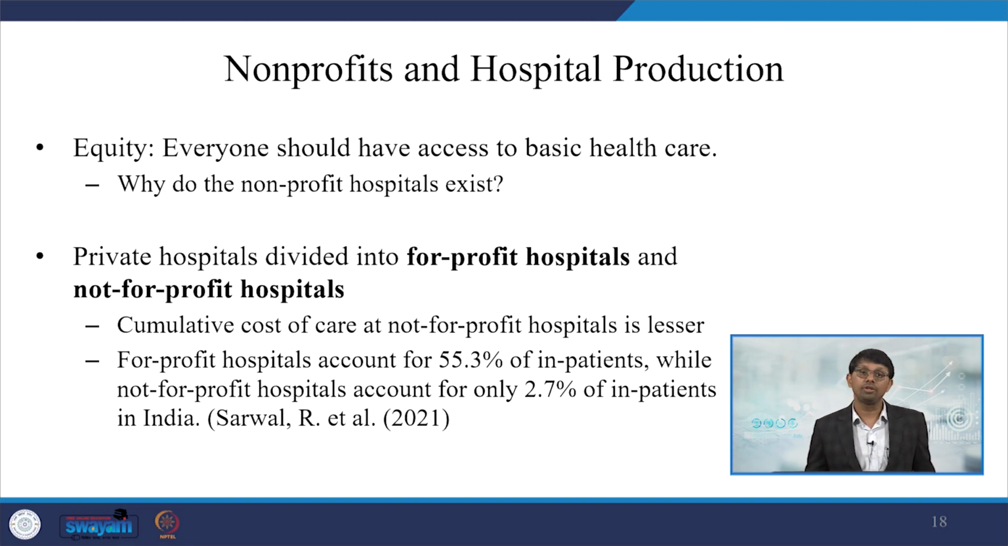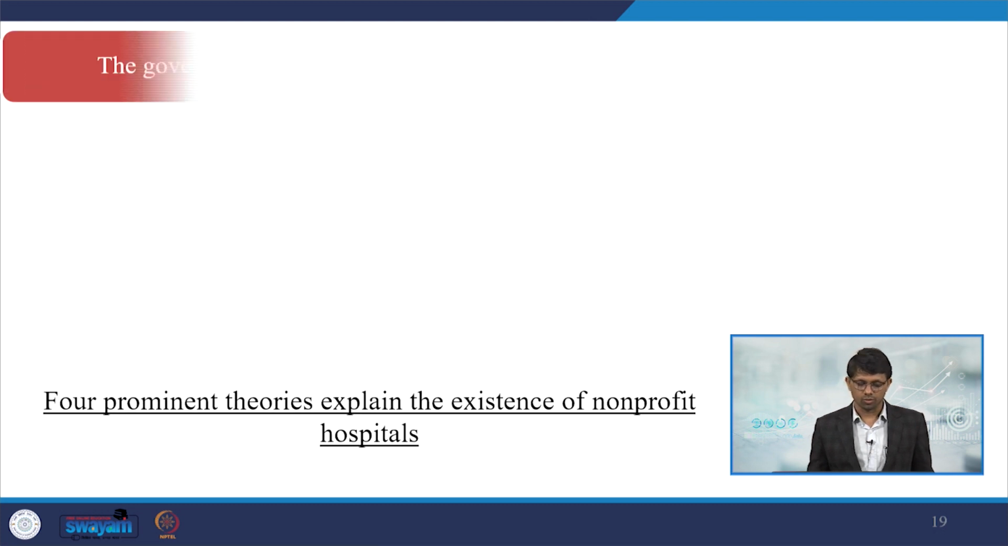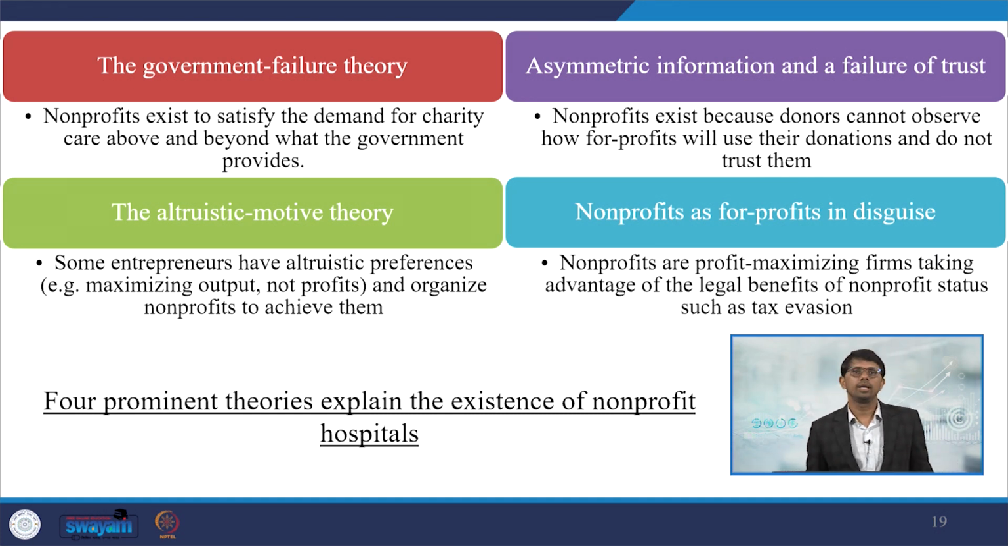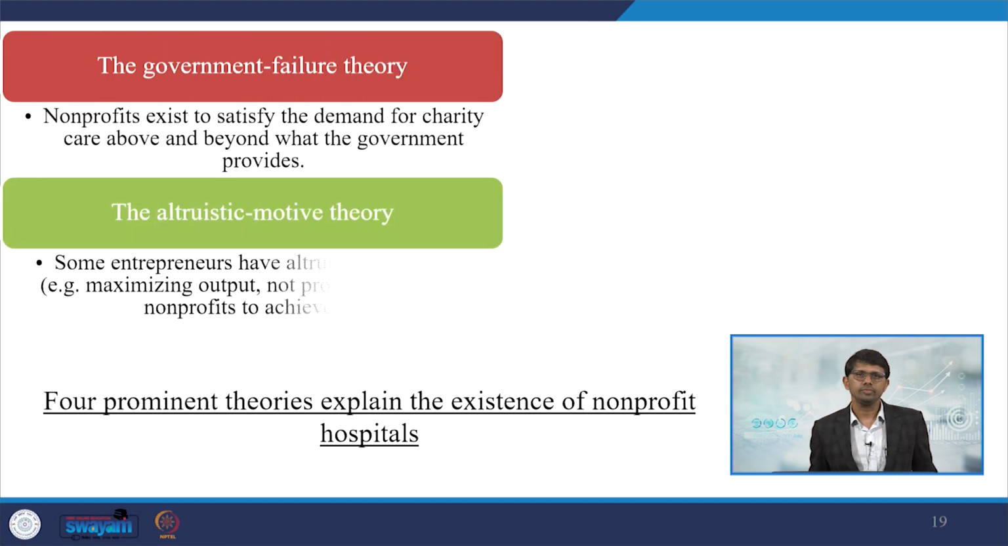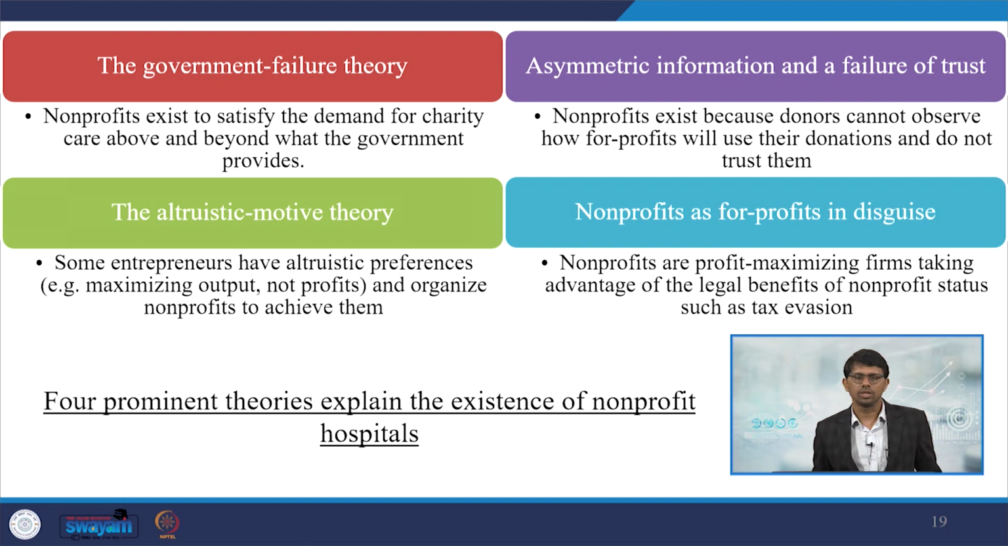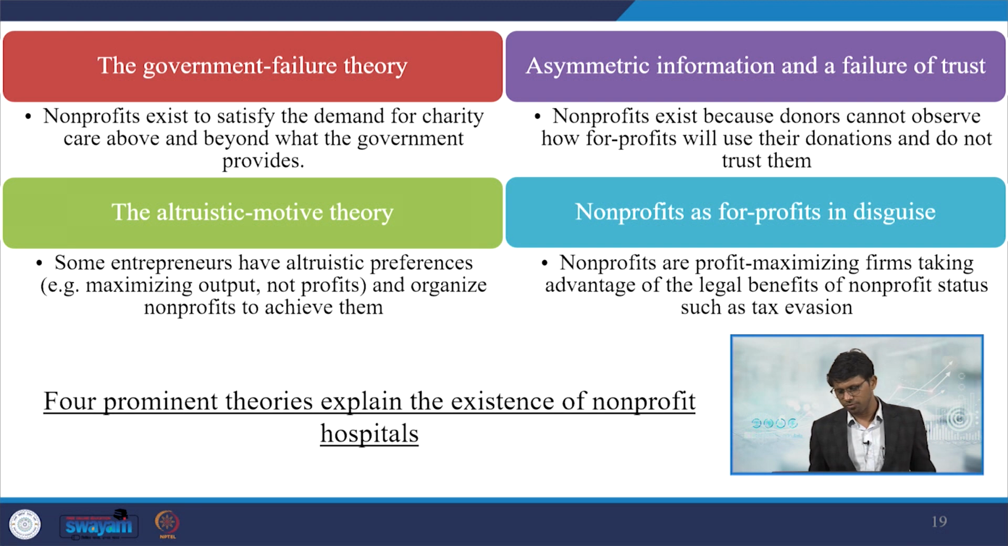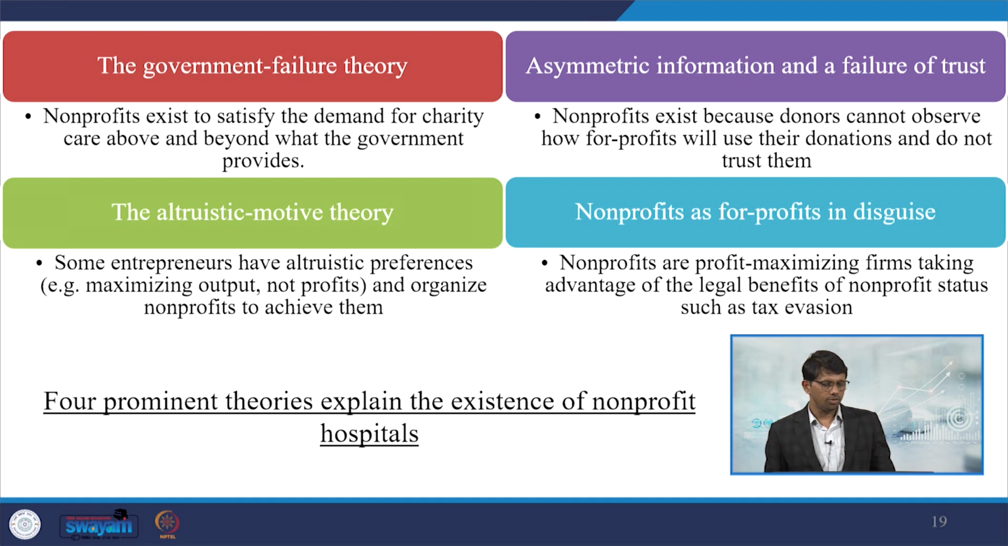For-profit hospitals account for 55.3% of inpatients, while not-for-profit hospitals account for only 2.7% of inpatient care in the Indian structure, as identified by the Sarwal 2021 study. Hence, there are four aspects largely discussed. One is called government failure theory, then altruistic motive theory, then asymmetric information and a failure of trust theory, and non-profit as for-profit in disguise.